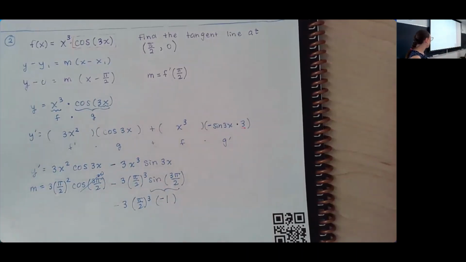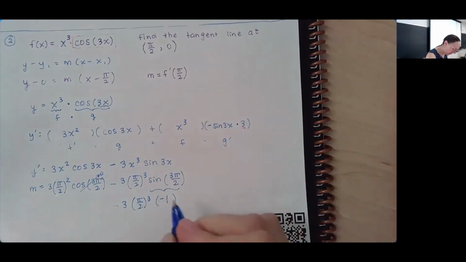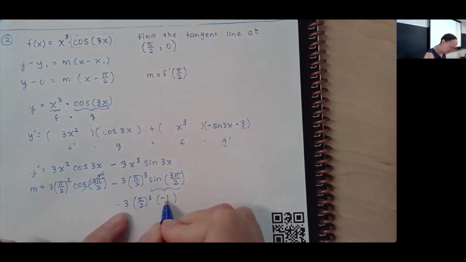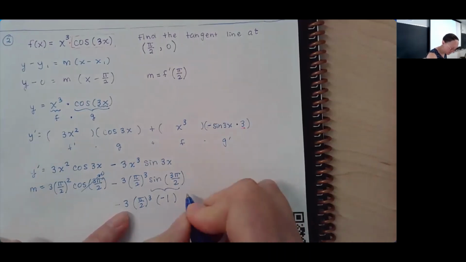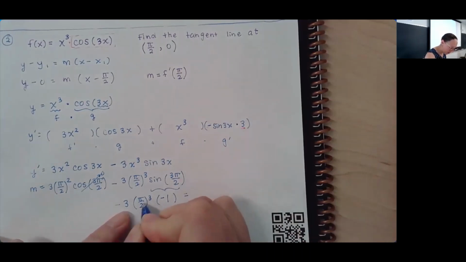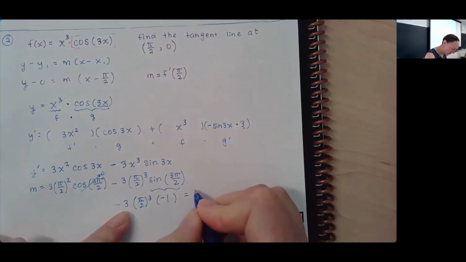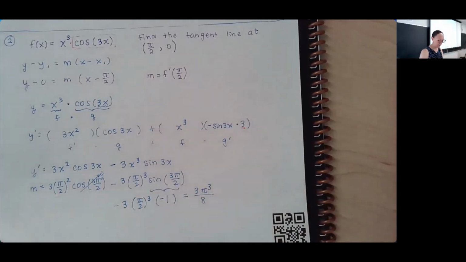We could choose to simplify that a little bit. It's not going to simplify a lot. -3 times -1 will at least make that positive. I could cube the 2, so I could have a positive 3 pi cubed over 8. And I think that's probably as simplified as we can get.